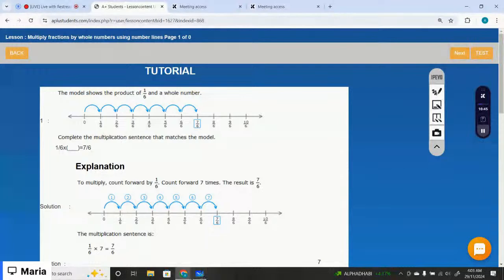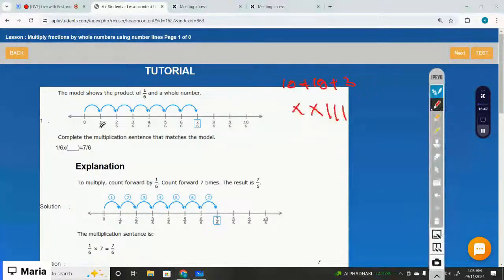So just look at the number line. Here you have 1 by 6, 2 by 6, you ended up on 7 over 6, right? So that means it is 1 by 6 times 7 because 7 times 1 is 7. So that is 7 over 6. So that is 1 by 6 times 7. Let's just start with the test questions.